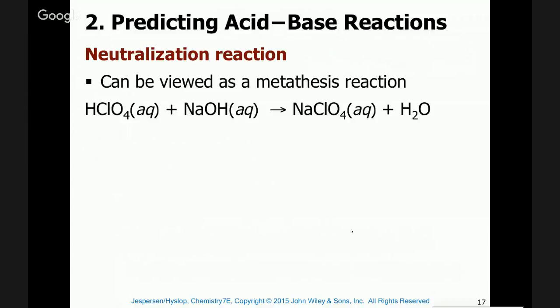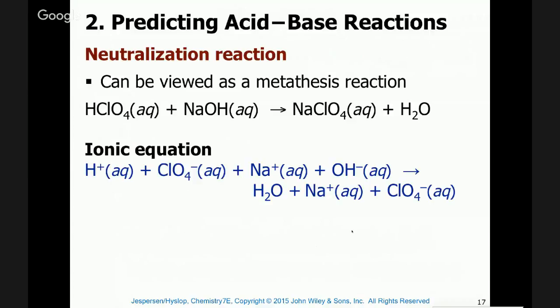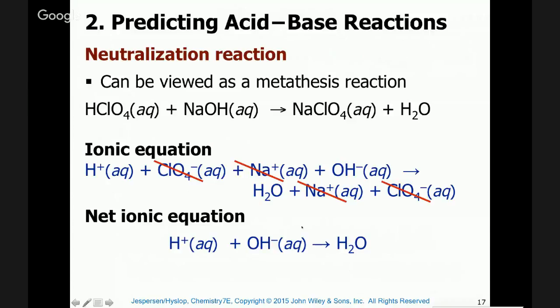This can be viewed as a double replacement reaction or a metathesis reaction. Here's your ionic equation. So you have hydrogen ion, chlorate ion, sodium ion, and hydroxide ion forming water, which does not dissociate. Your sodium ion and your chlorate ion remain. Here's your final net ionic equation.